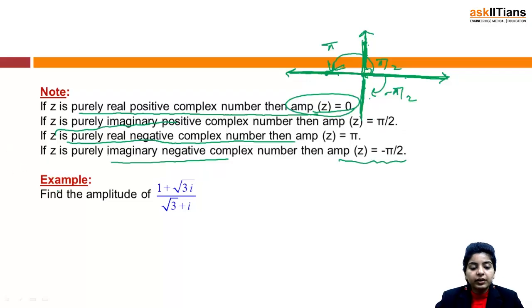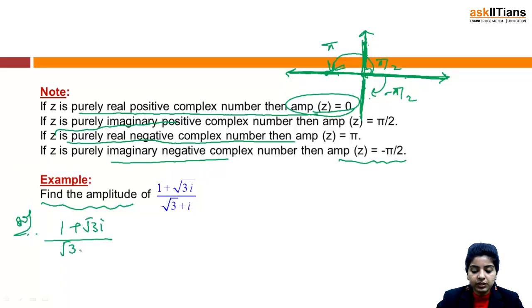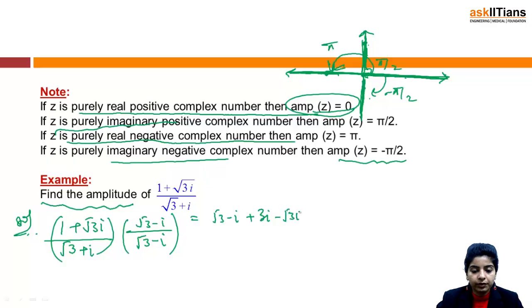We have an example here. Find the amplitude of 1 plus root 3i divided by root 3 plus i. So first of all, my given complex number is 1 plus root 3i by root 3 plus i. I will multiply the numerator and denominator by root 3 minus i, and this gives me root 3 minus i plus 3i minus root 3i square, divided by, we have a plus b, a minus b, so we get a square minus b square.